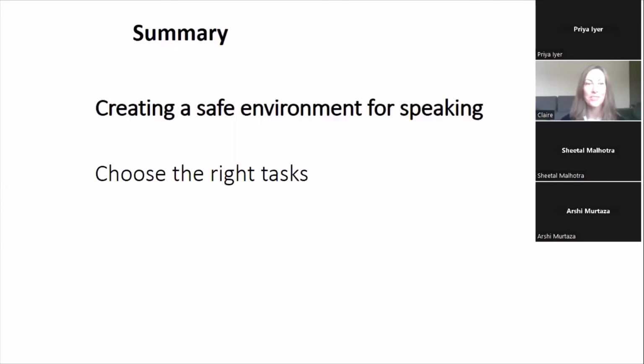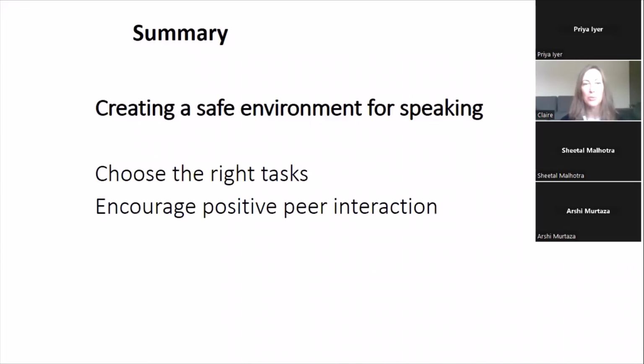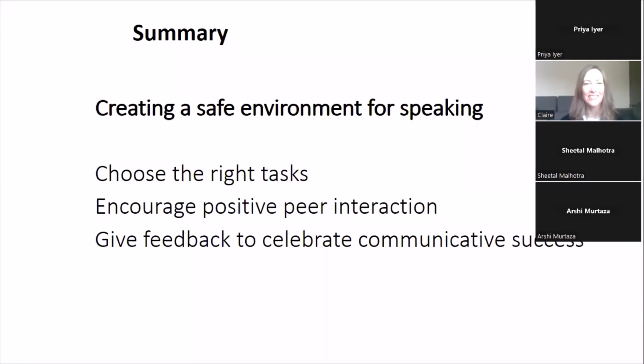So let's review. Choosing the right tasks, and that's what we've been focusing on today. Secondly, encouraging positive peer interaction. Remember that safe, non-judgmental environment. And the last one, giving feedback to celebrate communicative success and moving students forward. Now I can see lots of things in the chat, lots of adjectives that we mentioned as well. Well done, that's coming up next.